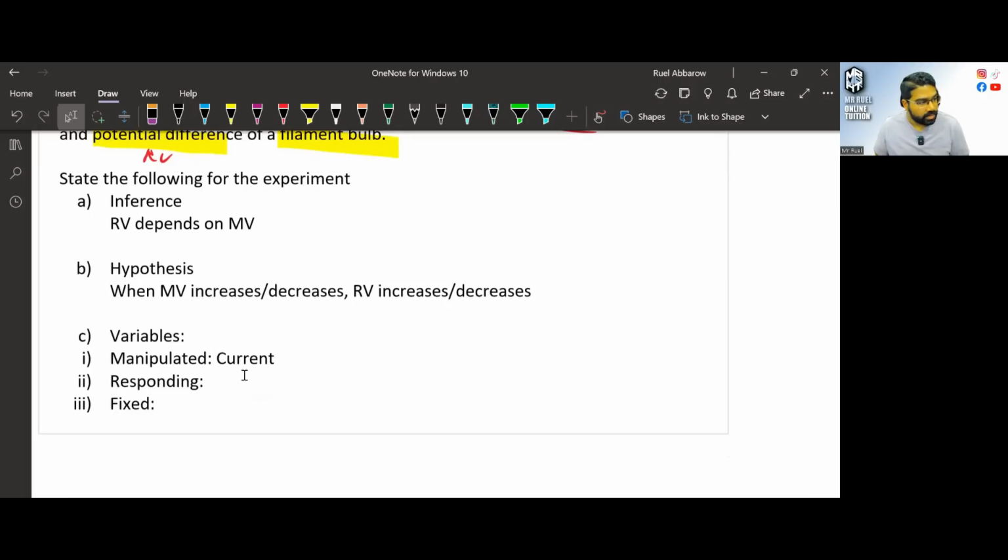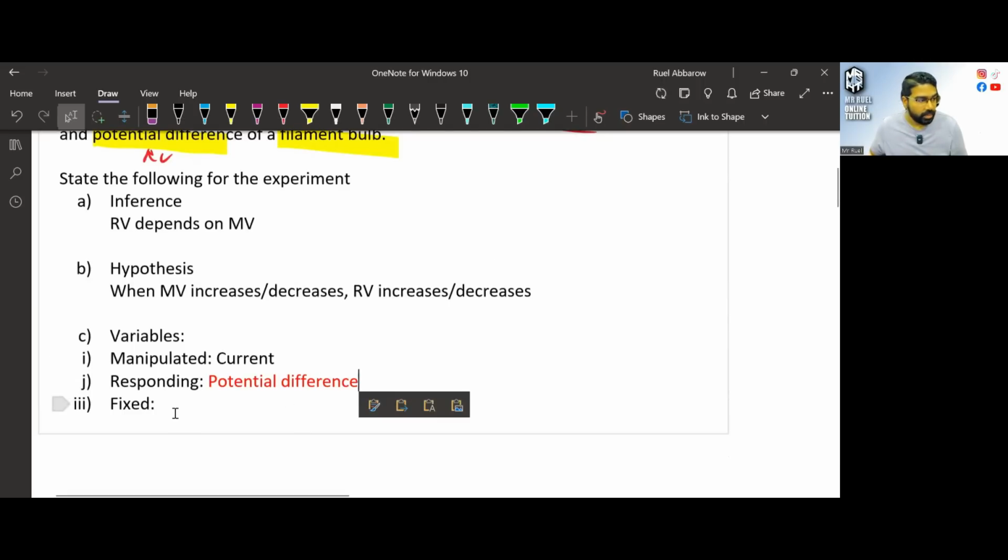Okay, how about the responding variable? The responding variable is what we measure or observe at the end. So here, the responding variable is the potential difference. This is what we are going to measure at the end. After you set the current ready, you're going to measure the potential difference.